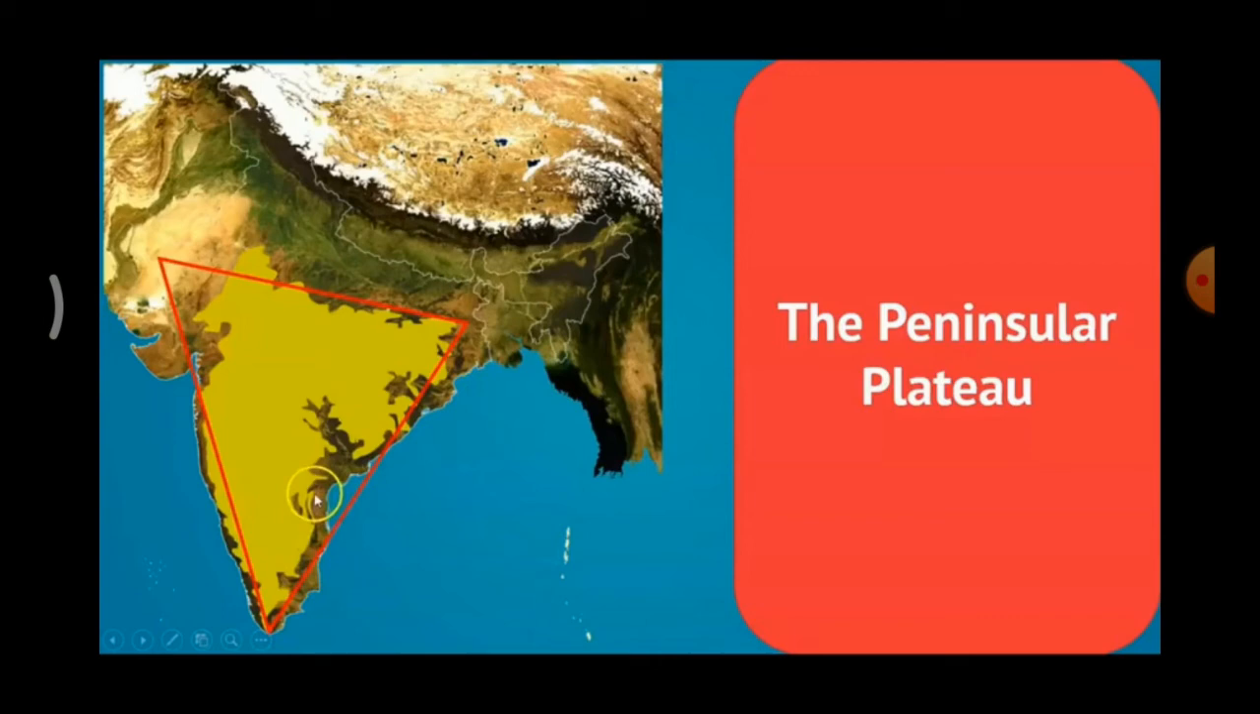The Deccan Plateau. This physiographic division is the largest part of the plateau region of India. The shape of this plateau is a triangle. One of the sides of this triangle is marked by the line joining Kanyakumari. So it is triangle in shape. Then how many sides? Three sides.